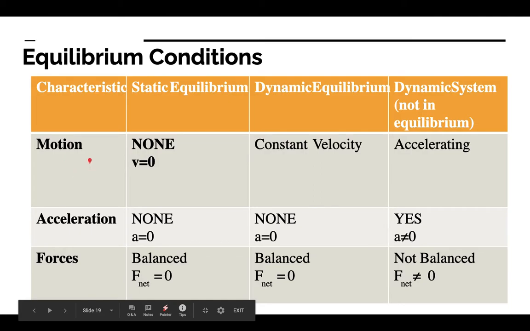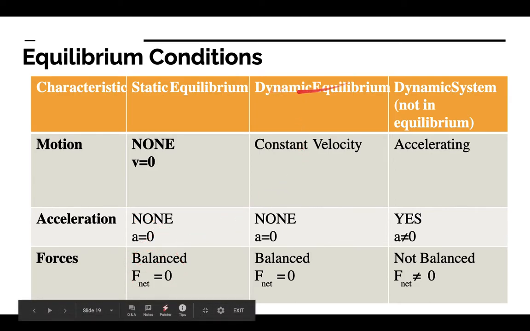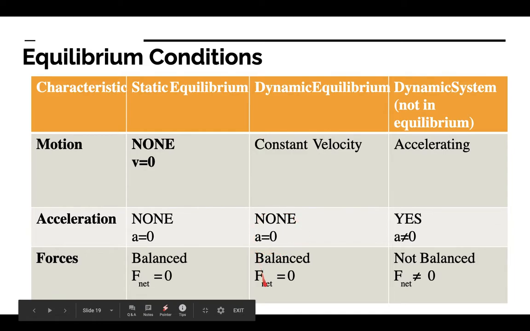So here are equilibrium conditions, and here are the characteristics of motion. If we have no motion, we're moving at v equals 0, we can say the object is at rest. In the case of static equilibrium, our object is at rest and v is 0. We have 0 acceleration, which means our net force is equal to 0. In dynamic equilibrium, it's called dynamic because we're moving now. We have a constant velocity, so watch out for those keywords. Our acceleration is again none, and our net force is balanced.